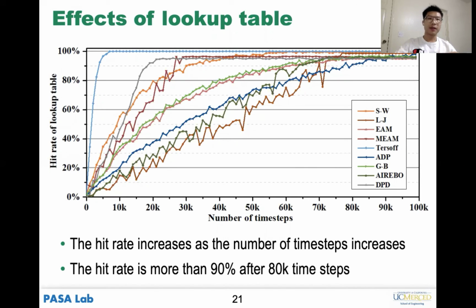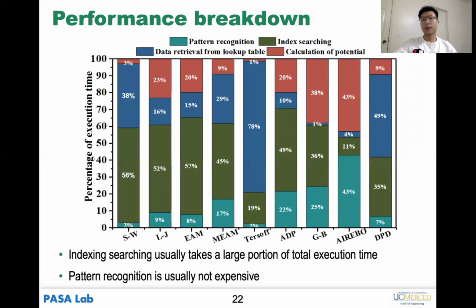We also evaluated the effectiveness of the lookup table. The subgrid lookup table is expected to capture most subgrid patterns in a simulation as the simulation advances. For example, the hit rate on the lookup table increases throughout a simulation. As a result, the lookup table reaches over 90% hit rate in 80,000 time steps for all programs.